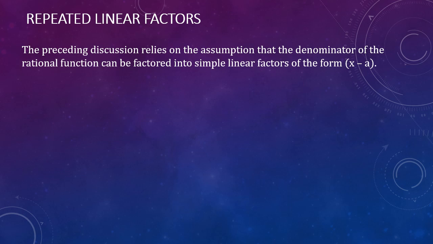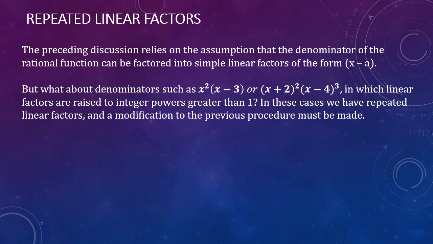Repeated linear factors. The preceding discussion relies on the assumption that the denominator of the rational function can be factored into simple linear factors of the form x minus a, where a is a constant. But what about denominators such as x squared times x minus 3, or x plus 2 squared times the quantity x minus 4 to the third power, in which linear factors are raised to integer powers greater than 1? In these cases, we have repeated linear factors, and a modification to the previous shortcut procedure must be made.